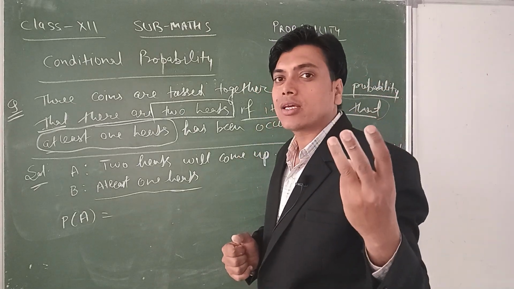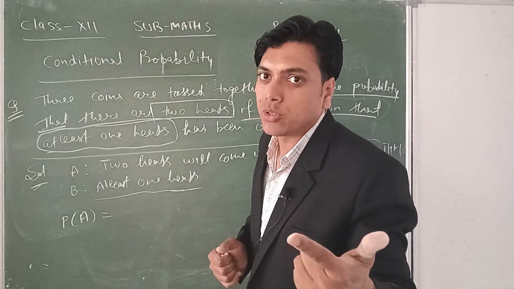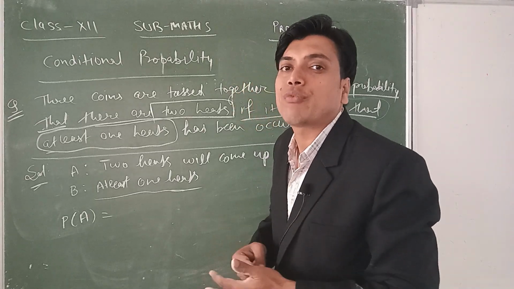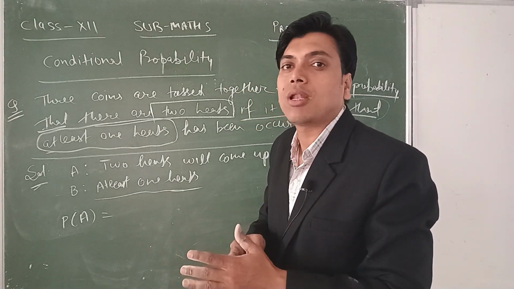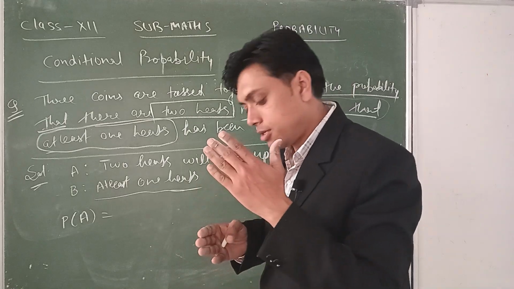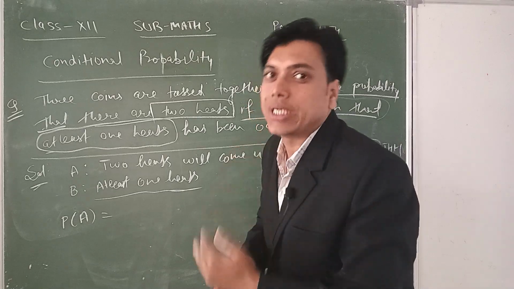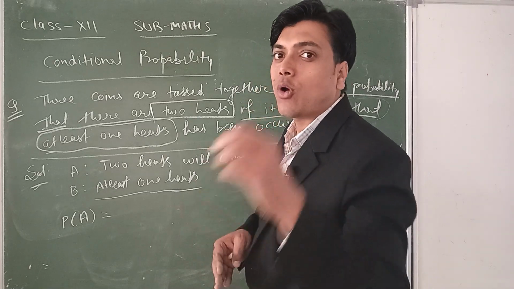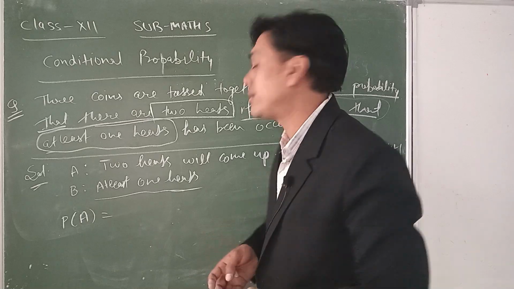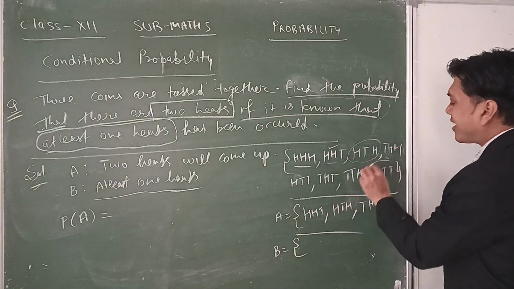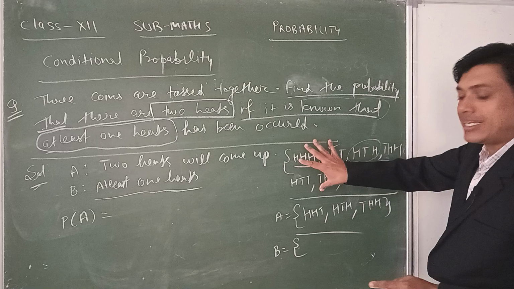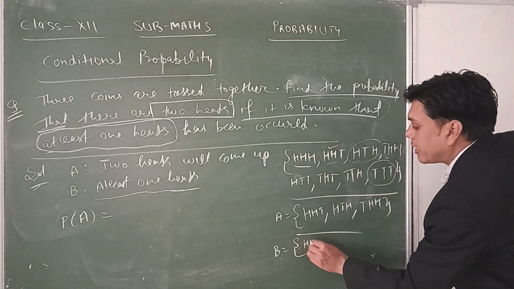So three coins are there. What is the more than one? Maybe two, maybe three. So we have to find all the possible outcomes that have heads one time or two times or three times. So we have to leave only one case, that there is no heads. That is the only single case. So out of these 8, 7 cases will be there.